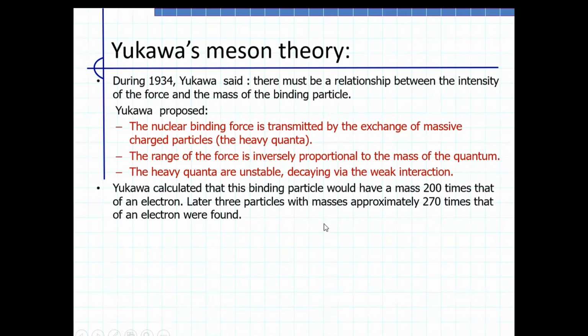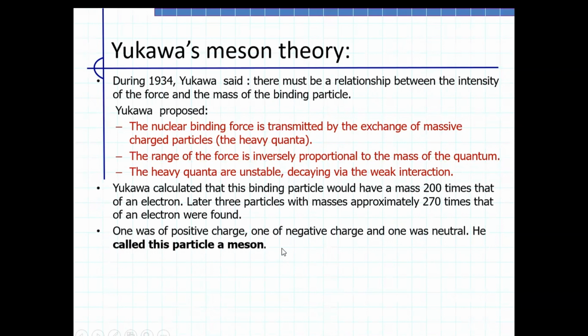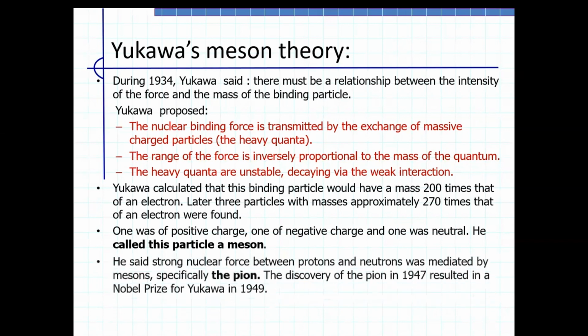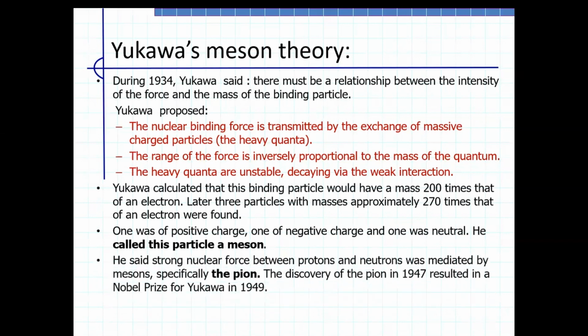Later on, 3 particles with a mass approximately 270 times the mass of the electron were found. One was of positive charge, one of negative charge, and one was neutral. And these particles were termed mesons. He said the strong nuclear force between protons and neutrons was mediated through mesons, now called pions. The discovery of pions occurred in 1947, and that gave the Nobel Prize to Yukawa.